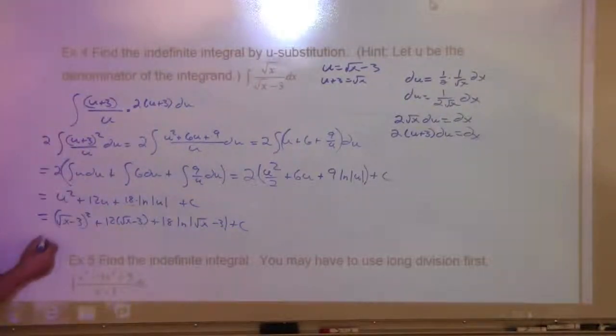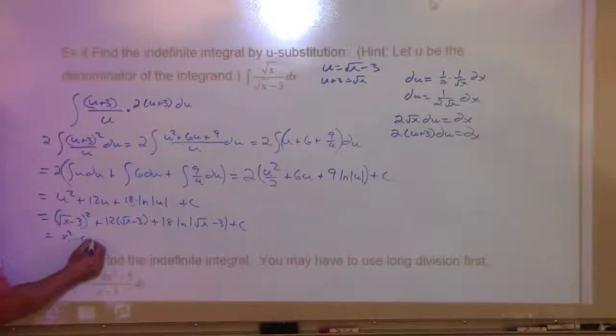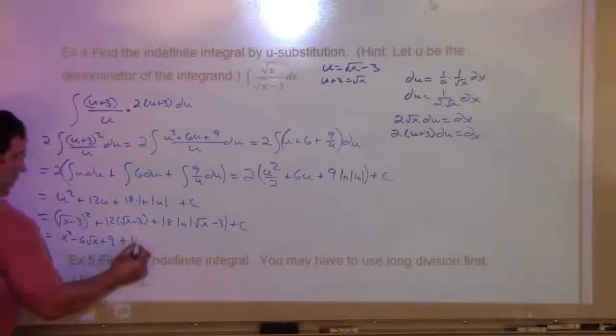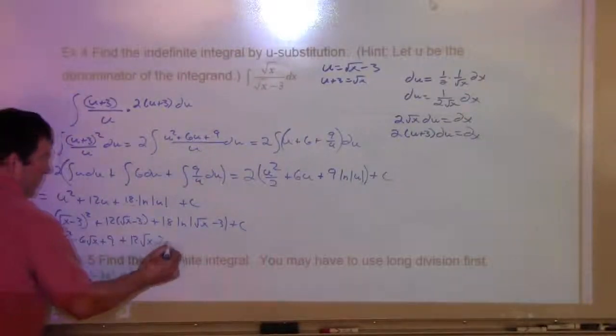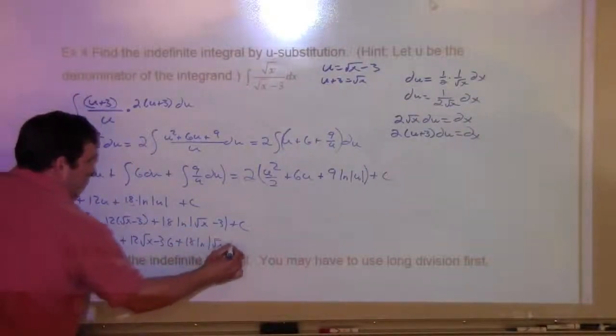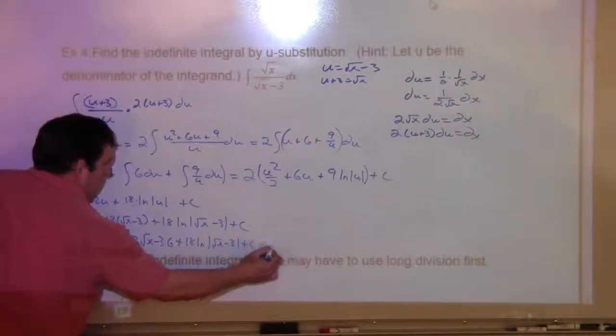And we can go one step further if we really wanted to. Squaring this out, x squared is a minus 6 times the square root of x plus 9 plus 12 times the square root of x minus 36 plus 18 natural log of the absolute value of the square root of x minus 3 plus c.